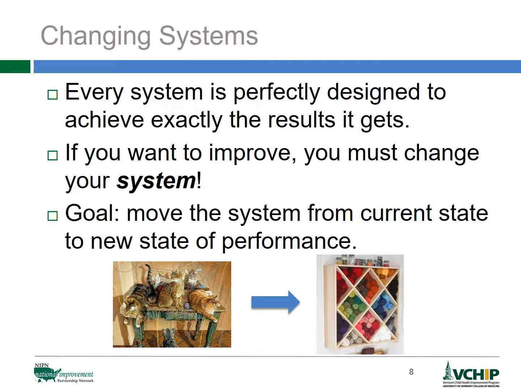When we talk about changing systems, there's the adage that every system is perfectly designed to achieve exactly the results it gets. So if you want to improve, you must change your system. The goal in quality improvement is to move the system from a current state of performance to a new and improved state of performance.